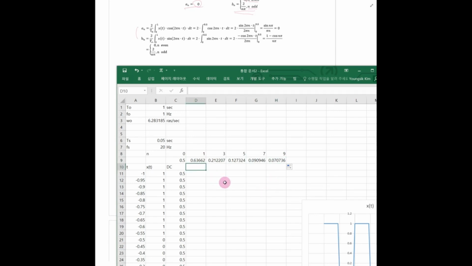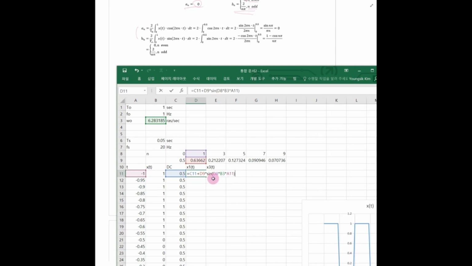So this one is the first harmonic. Let's name it x1, and this one is x3. It means it contains the DC and the first harmonic. To express that, I need to consider the first harmonic component. The first harmonic component has only a sine component because the cosine component is 0. The sine component has this coefficient times sine of harmonic index 1 times omega 0 times t, where t is this column.